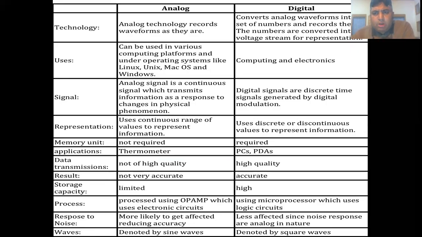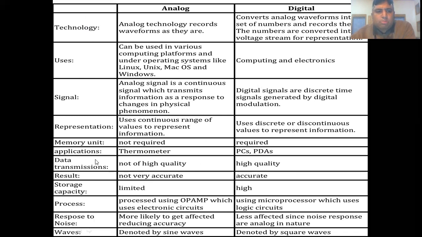Here is a table between analog and digital. If you see the leftmost column, it lists the technology comparison between analog and digital: uses, signals, representation, memory units, applications, data transmission, results, storage capacity, process, response to noise, and waves. These parameters have been discussed for both analog and digital. For example, the memory unit: analog does not require a memory unit, whereas digital technology requires a memory unit.